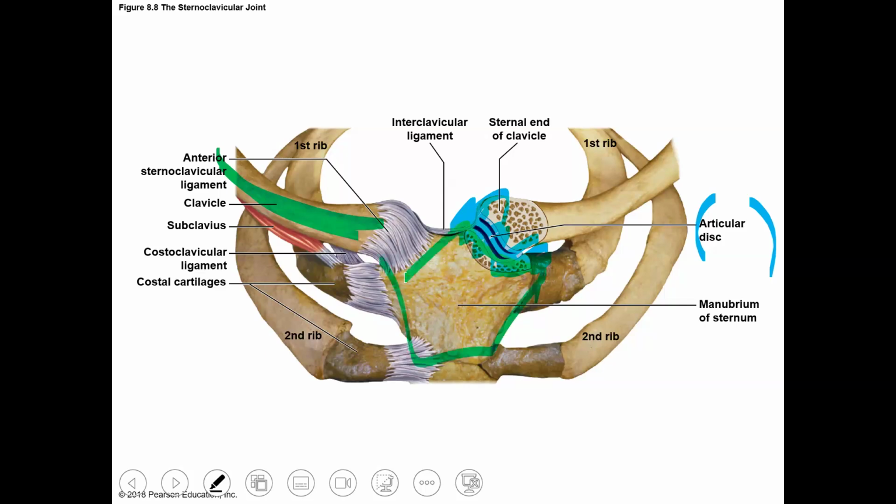And here's the manubrium of the sternum. Here's the second rib. Here's the first rib, so the first rib is underneath here. Subclavius is that little muscle. See the word sub? Under. Clavius telling us clavicle. So it's this little muscle under the clavicle.